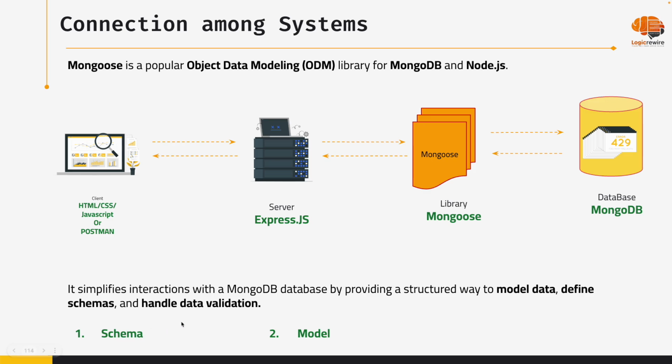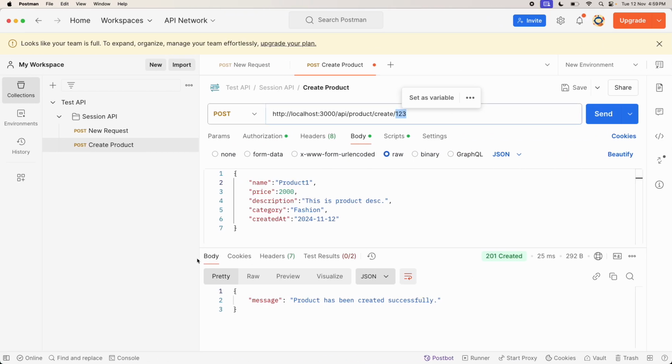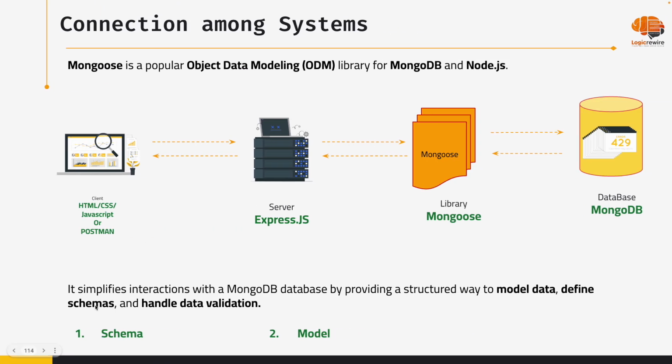One is schema. Schema is nothing but a blueprint of how the data will be stored in the database. Blueprint means the product I'm going to store will have a name, price, description, category, and created at. Only these fields should be there in the database. This defining of the structure of the data is called a schema.